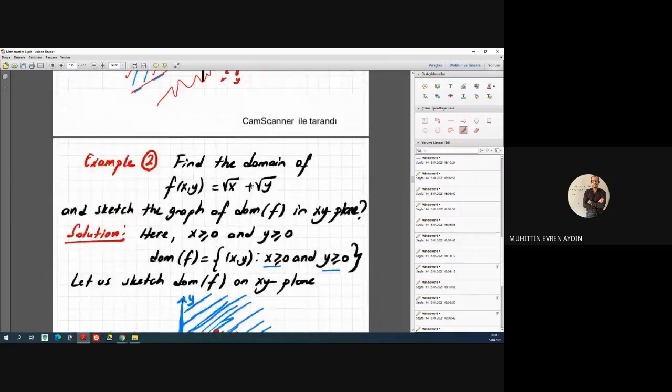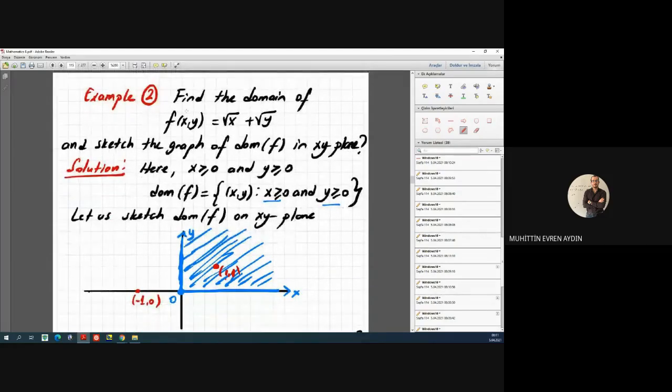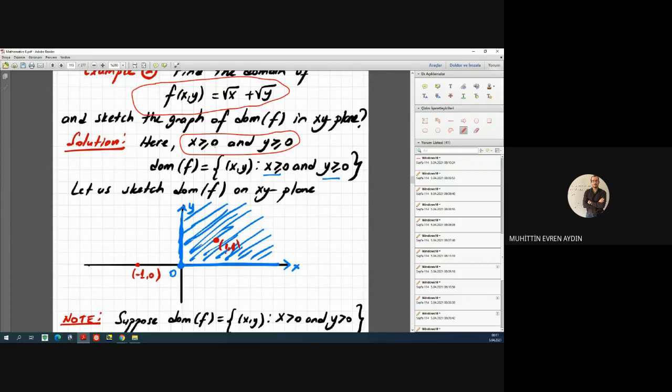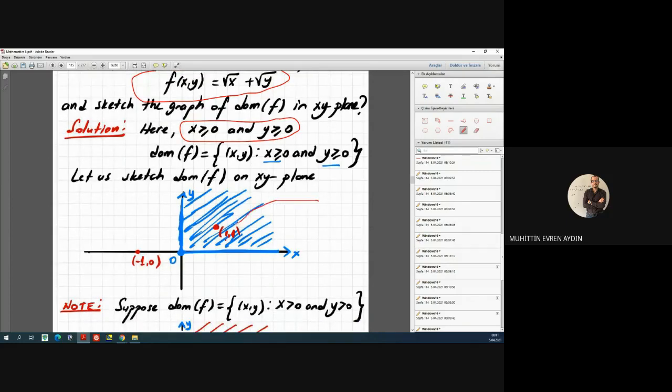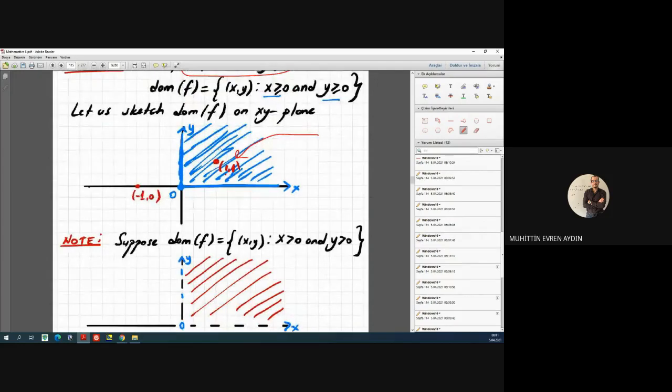Another example. Let's find the domain of such a function. In order to well define this function, x and y must be greater than or equal to 0. This means that our domain is the first quadrant of the xy plane, painted in blue.